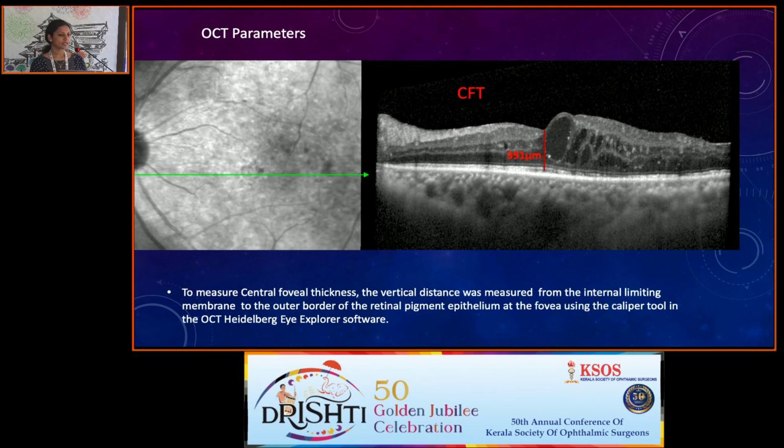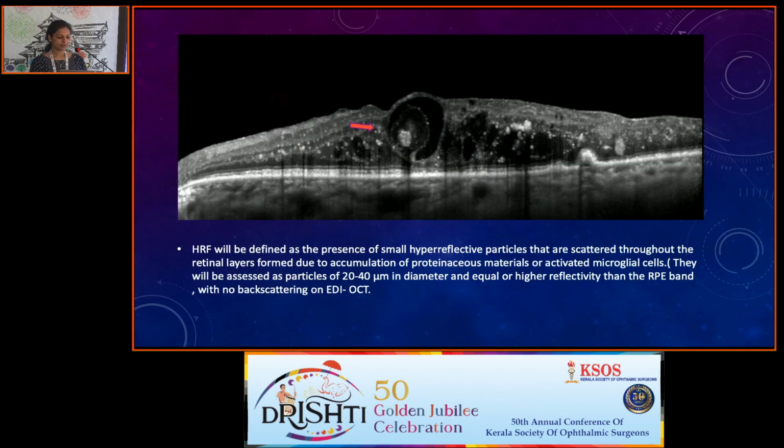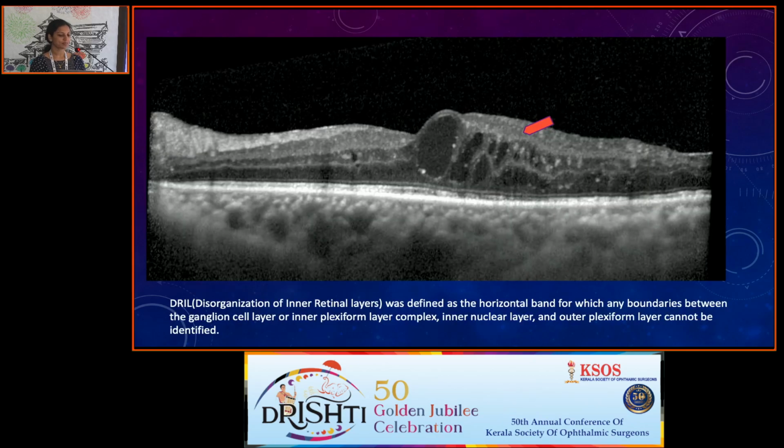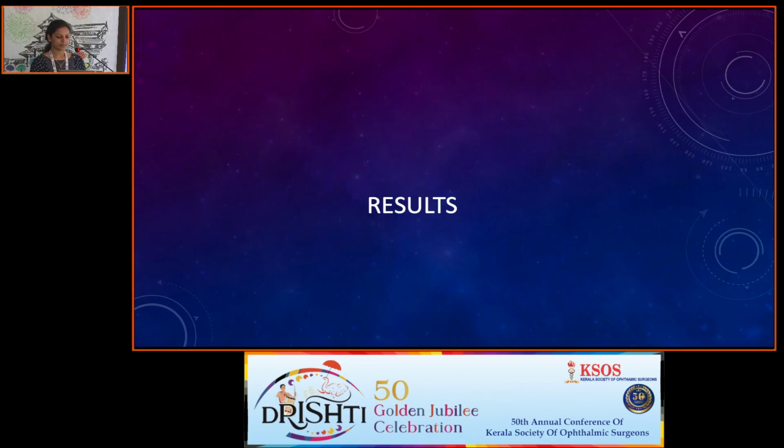Central foveal thickness is the vertical distance from the internal limiting membrane to the outer border of the RPE using the caliper tool in OCT Heidelberg. Hyperreflective foci is defined as the presence of small hyperreflective particles scattered throughout the retinal layers due to accumulation of proteinaceous material or activated microglial cells. Disorganization of inner retinal layers was defined as a horizontal band for which any boundaries between the inner nuclear layer, outer plexiform layer, and inner plexiform layer cannot be identified.